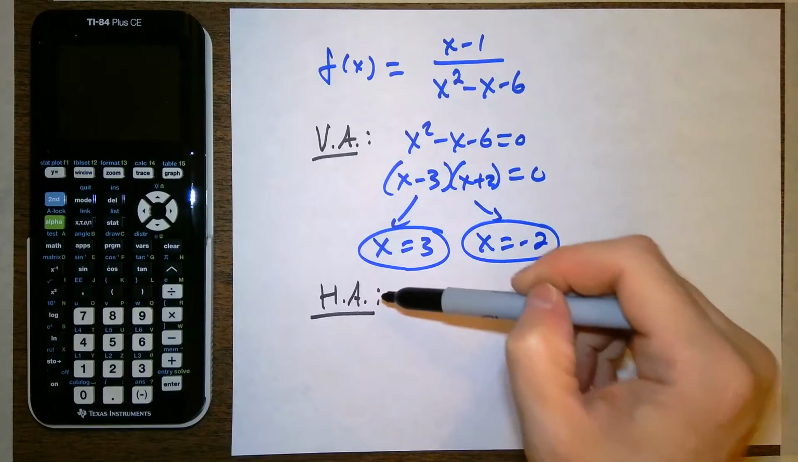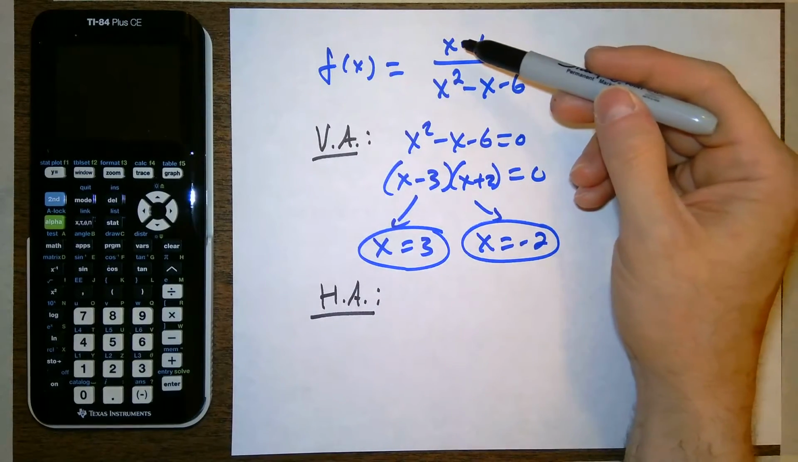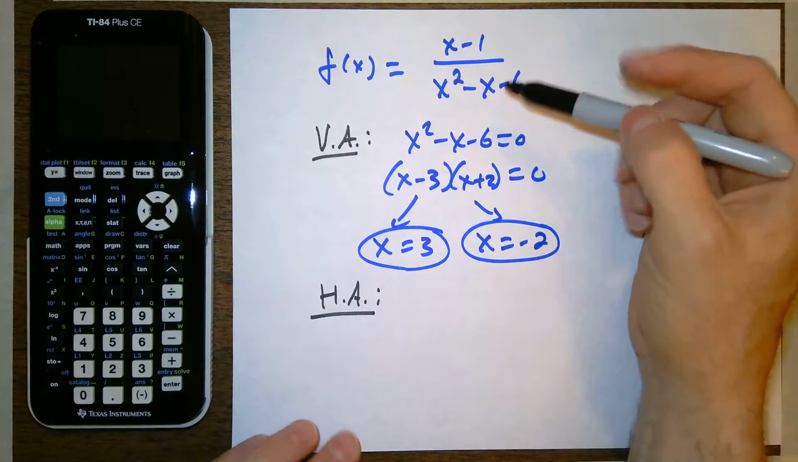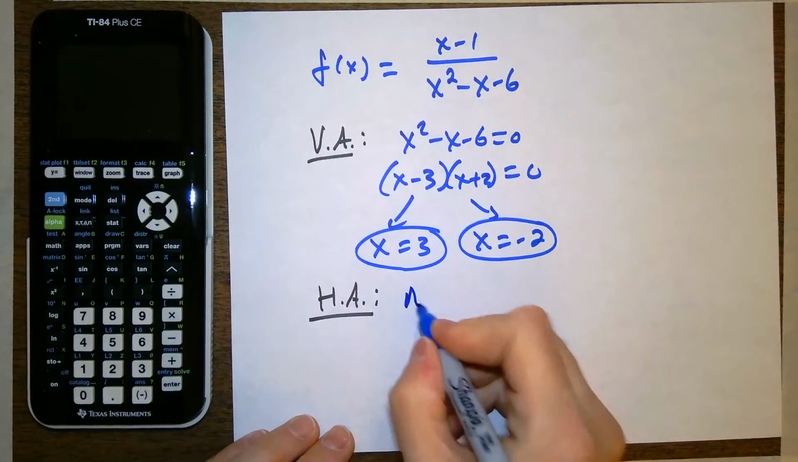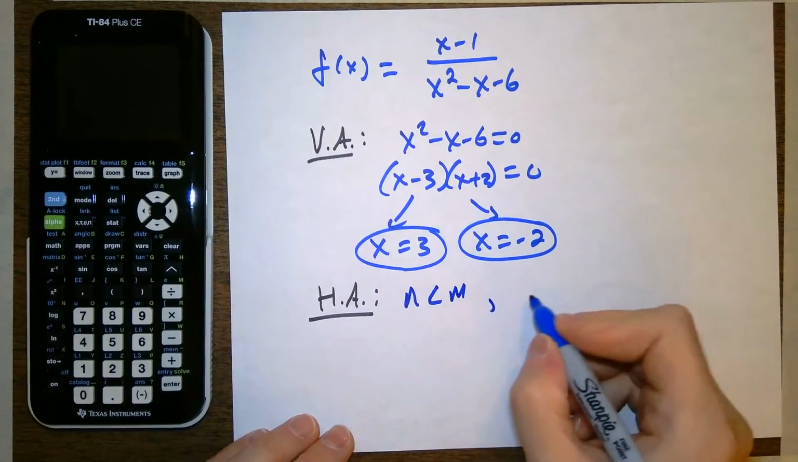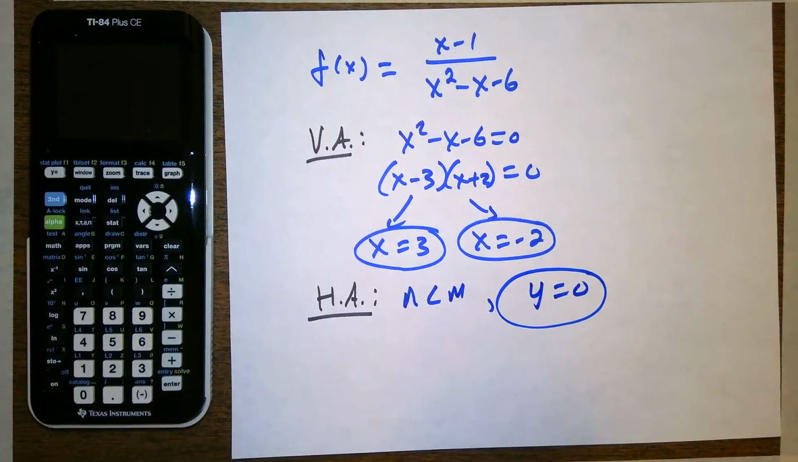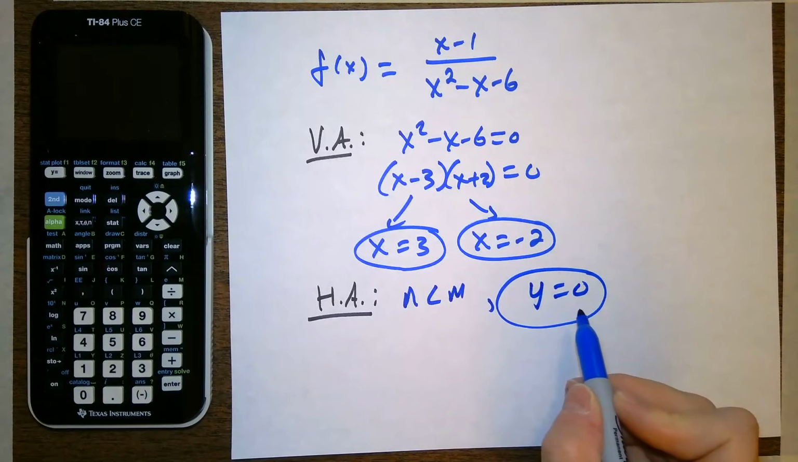As I look at my horizontal asymptote, it's all about the degree of the numerator and the denominator. Now notice here, the degree of the numerator is less than the degree of the denominator. So I have the case where n is less than m, therefore y equals 0 is my horizontal asymptote. This thing's going to get closer and closer to 0 as x's increase without bound, and closer to 0 as x's decrease without bound.